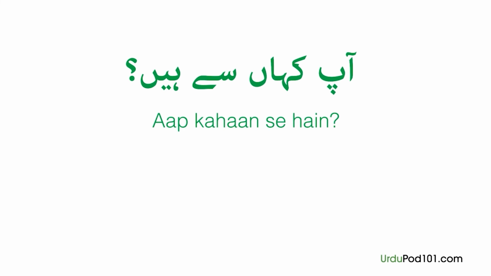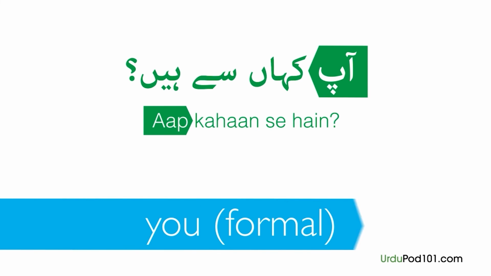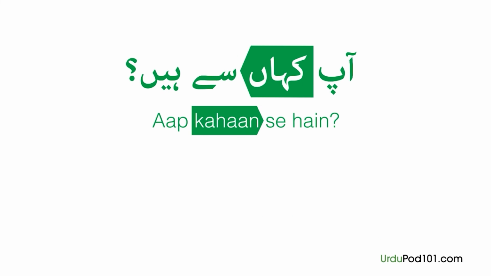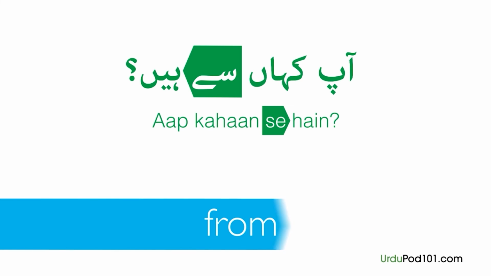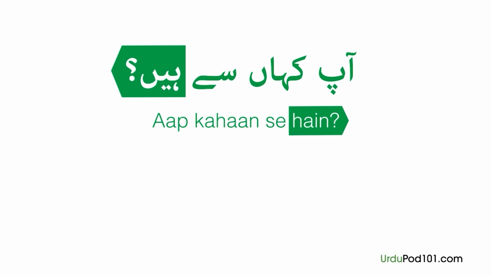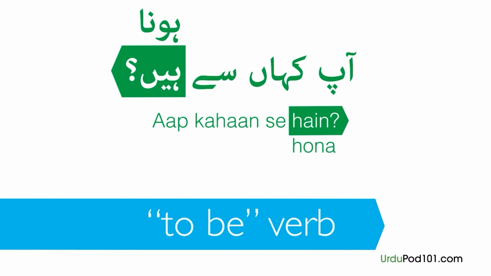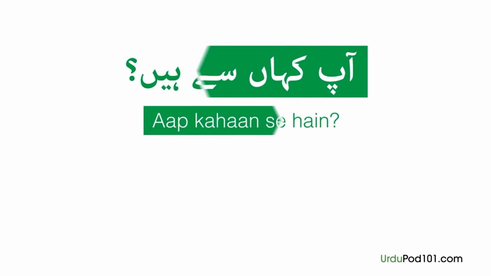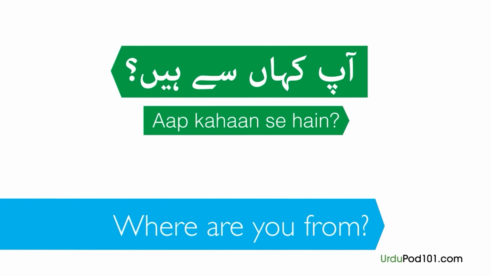You should be familiar with aap, the formal word for you. The next word, kahan, is the question word where. Then comes se, meaning from, and finally, hain is the conjugated form of the verb to be, hona, that is used with the pronoun aap. It is similar to the English are. Once again, it is आप कहाँ से हैं? This question can be used when speaking to both men and women because the verb to be, hona, is the same for any gender.